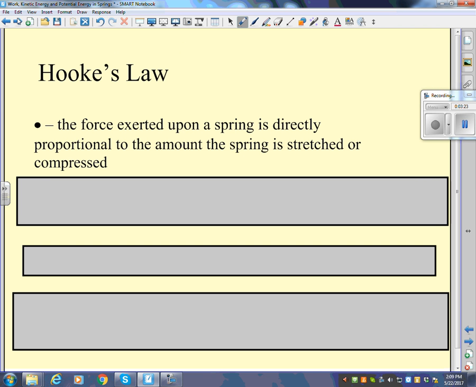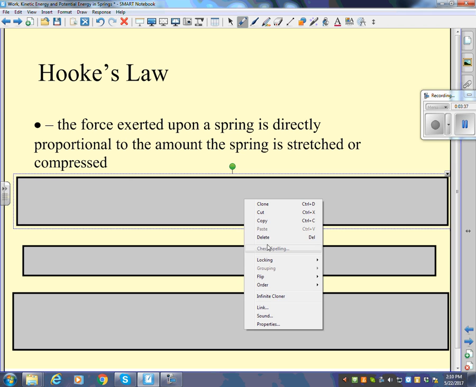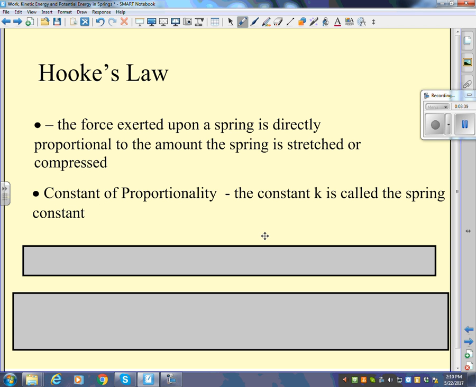So Hooke's Law says that the force exerted upon a spring is directly proportional to the amount that the spring is stretched or compressed. Well, of course it is. No big surprise there. The more you compress it or stretch it, the more force is required. And the constant of proportionality, the constant k, is called the spring constant. Every spring has its own constant.